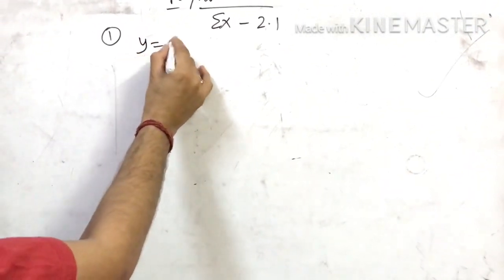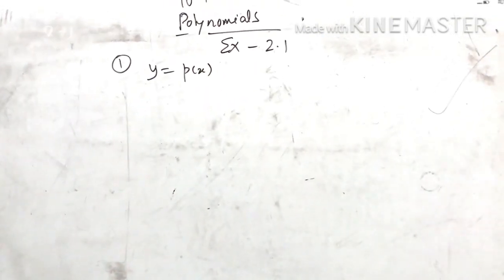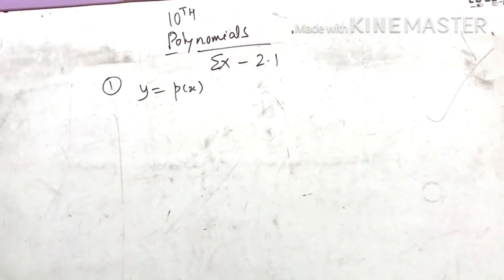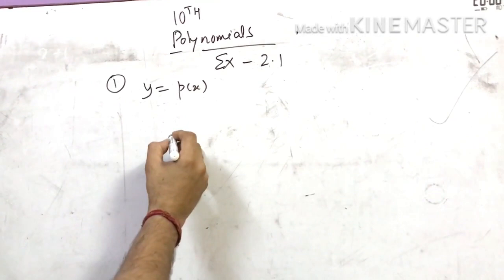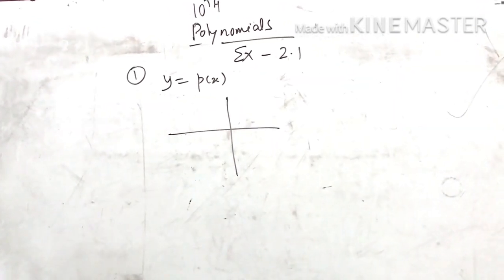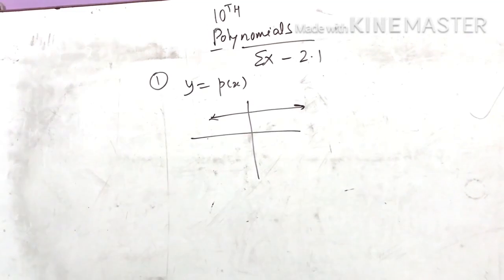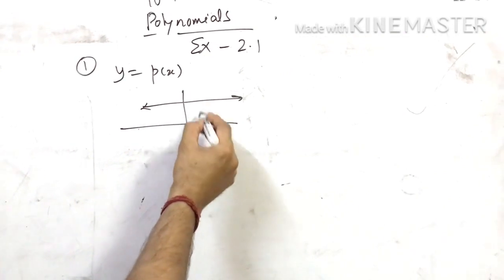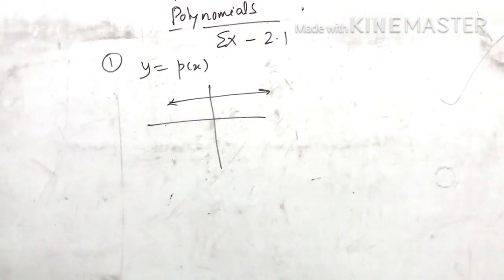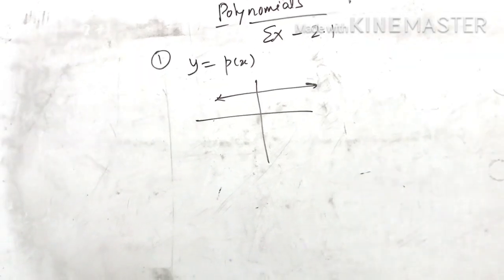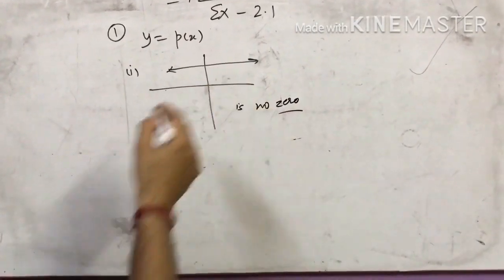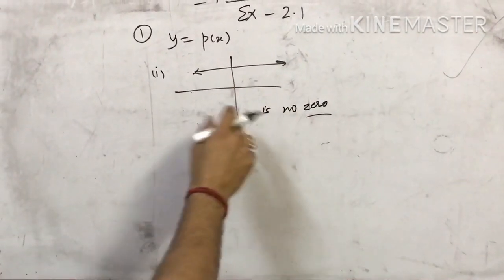So first question is, you have a graph y is equal to p(x). They have given you many graphs. Find the number of zeros. Same question. So you have a diagram like this and your line is going like this, or graph is this. So can you see, is it touching the x-axis somewhere? No, it is a line parallel to the x-axis, so it will not touch the x-axis anywhere. So what will be the number of zeros? There is no zero in this diagram. There is no zero of this polynomial.